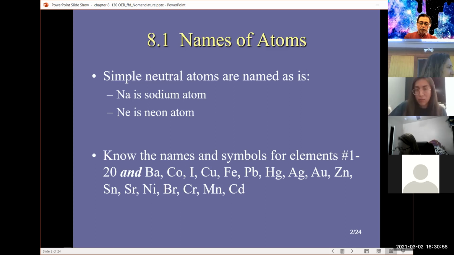Okay. So before we said be familiar with the first 20, but we're going to add a few more. Maybe some are repeats, but some are new. Ba is barium. Co is cobalt. Okay. I is iodine. Cu is copper. Fe is iron. Pb is lead. Hg is mercury. Ag is silver. Au is gold. Zn is zinc. Sn is stannous.